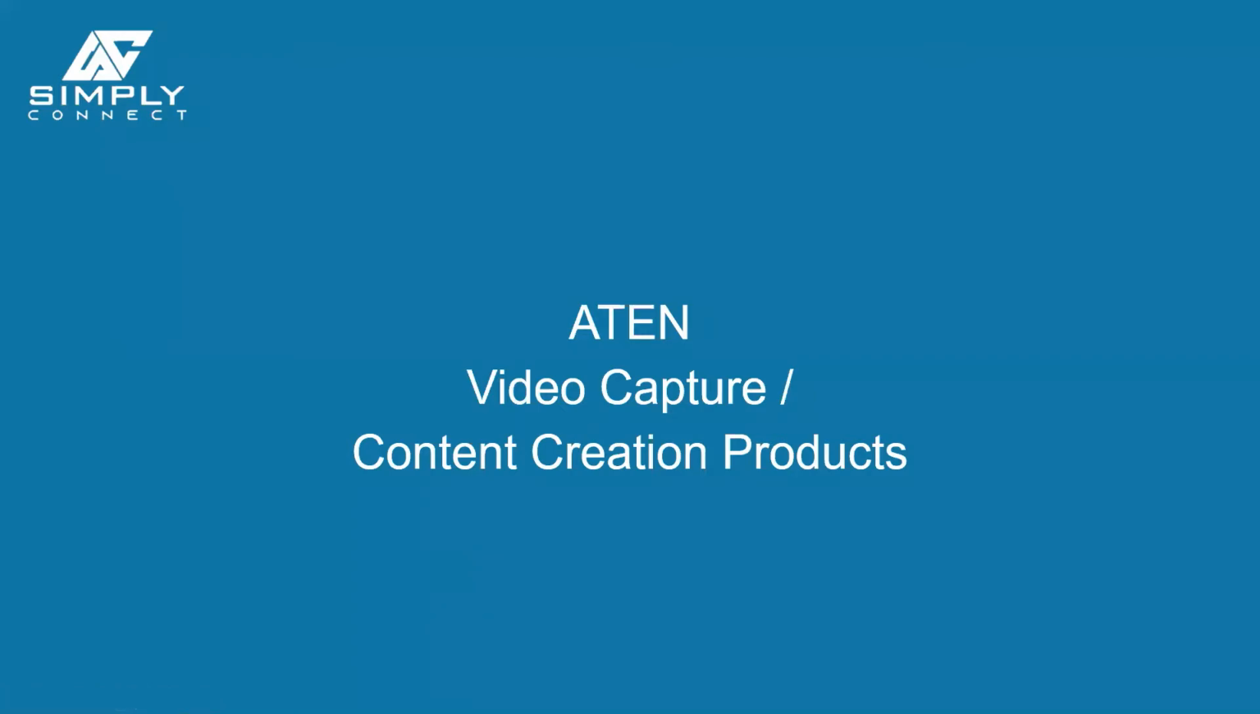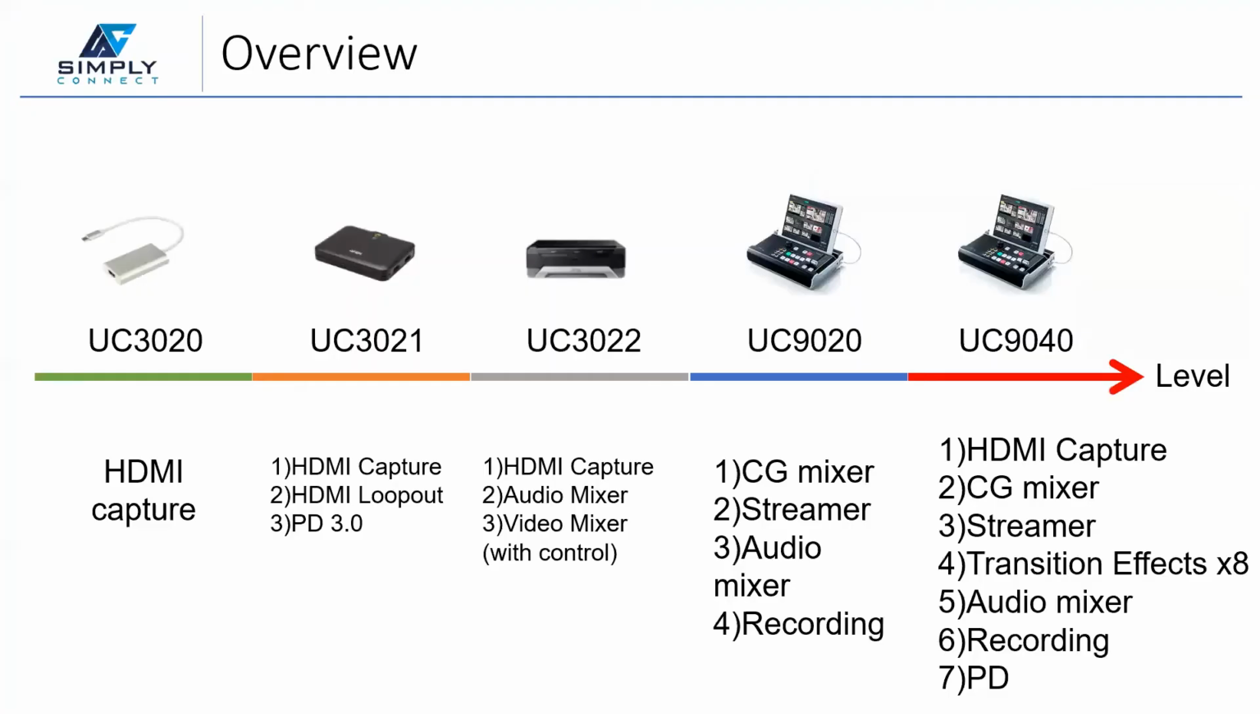Okay, so we move on to our product line. These are the products that we'll be covering today. You can see here an overview of all the products which ATEN has, starting from UC3020 all the way to UC9040. Different products serve different requirements and features. The UC3020 is a basic HDMI capturing card. You can have an HDMI input go in, and then you capture into the PC. So this is very basic.